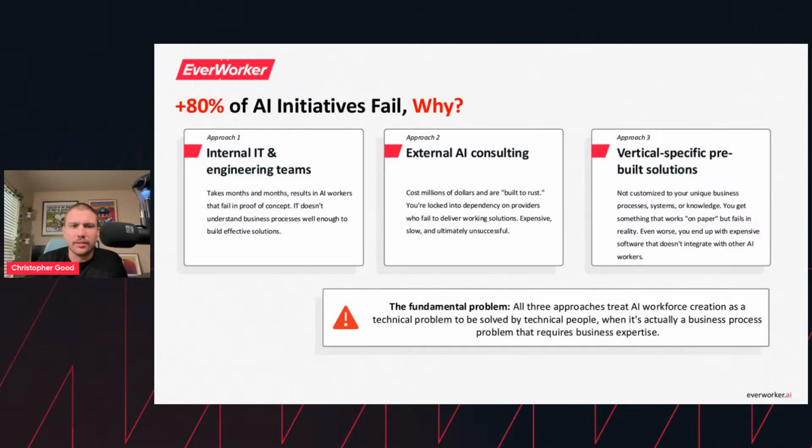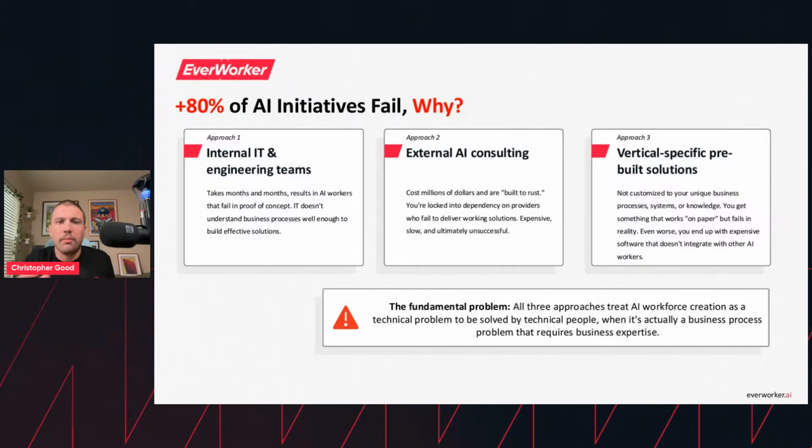Number two is external AI consulting. It costs you millions, and you're locked into dependency on providers who fail to deliver working solutions. They're expensive, they're slow, they're ultimately unsuccessful. And the third approach is vertical specific pre-built solutions, not customized to your unique business processes or systems or knowledge. Right? You get something that works on paper but fails in reality.